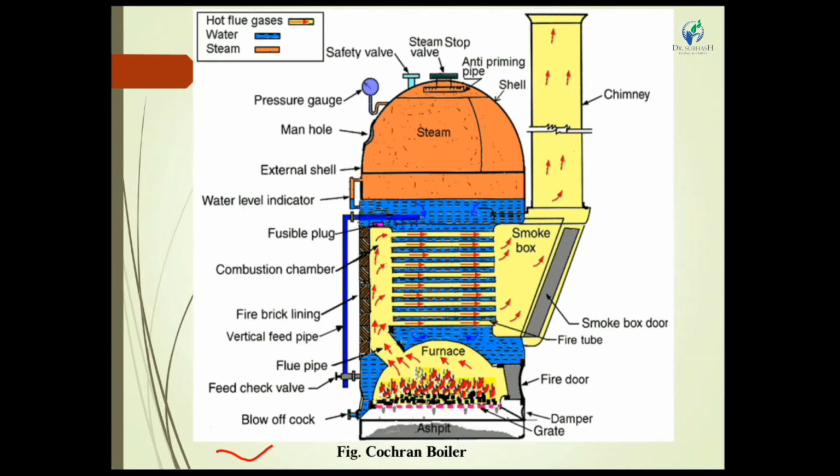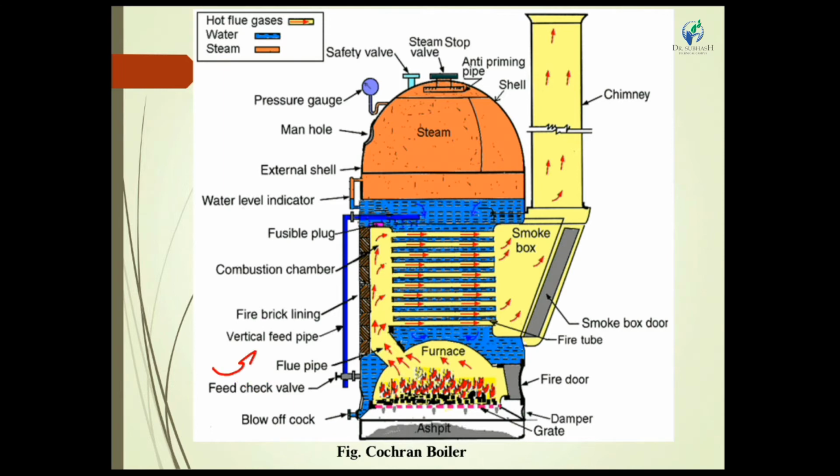Blow off cock: through the blow off cock we remove impurities inside the boiler, or impure water comes out. Next is the feed check valve. The working of the feed check valve is to feed the water inside the boiler. Flue pipe: this is the flue pipe. The flue pipe gives a path or way to the ash which passes from the furnace to the fire tube.